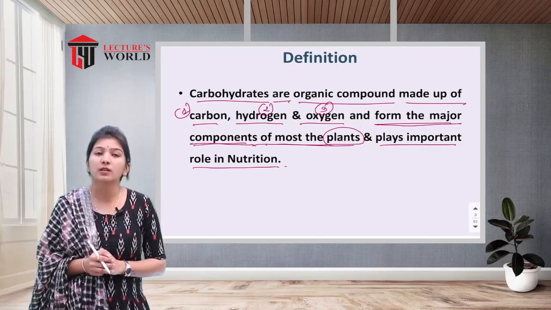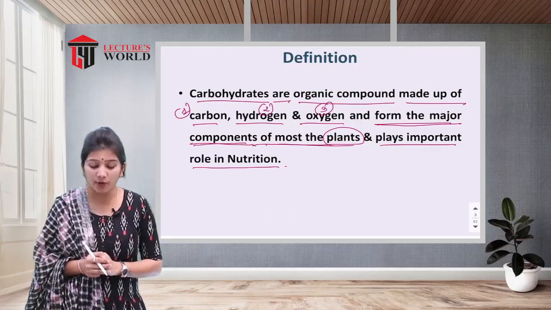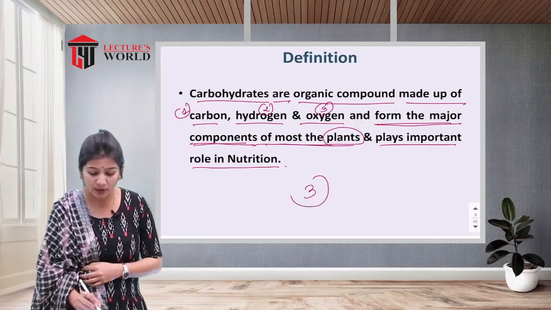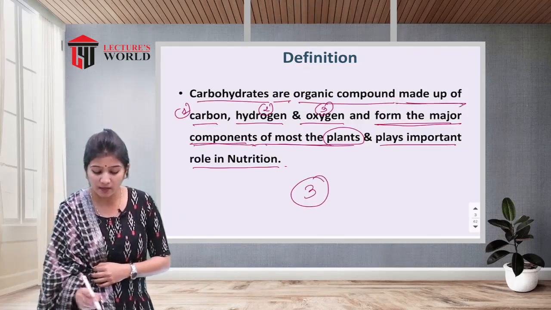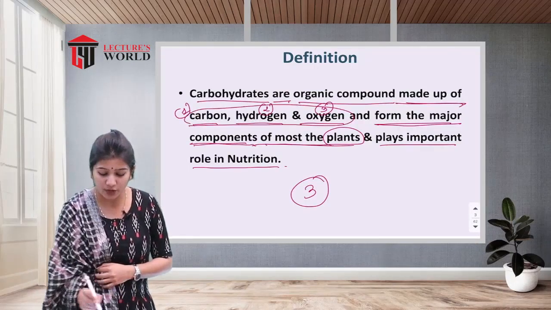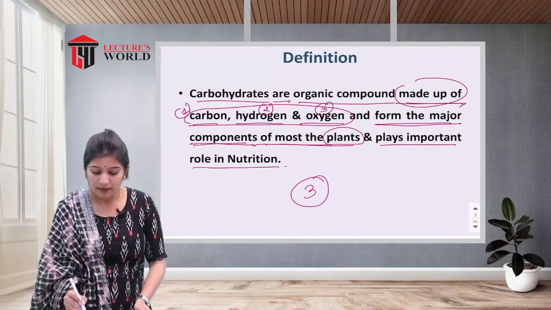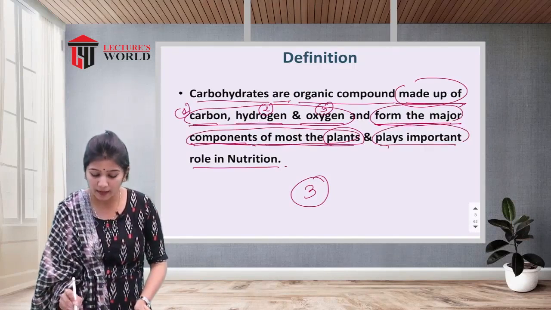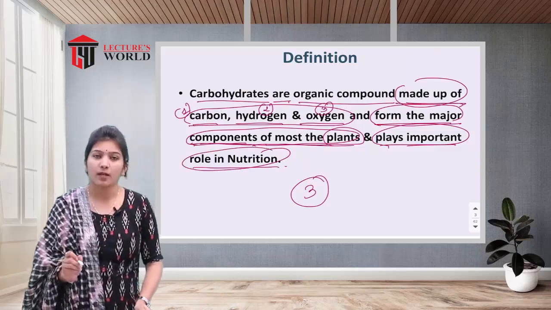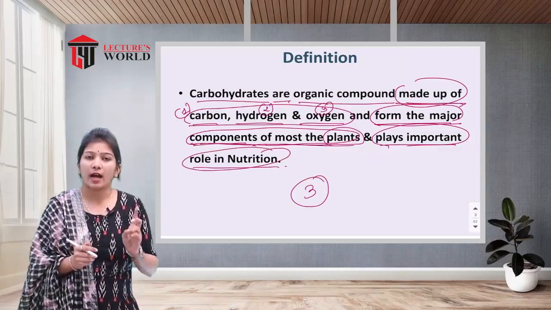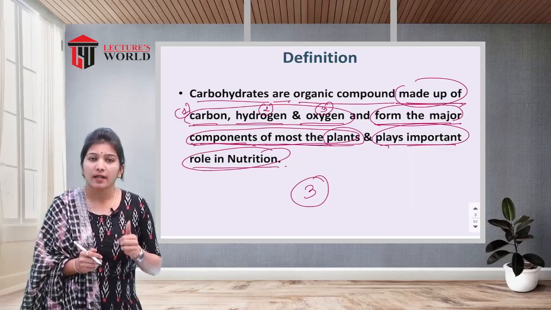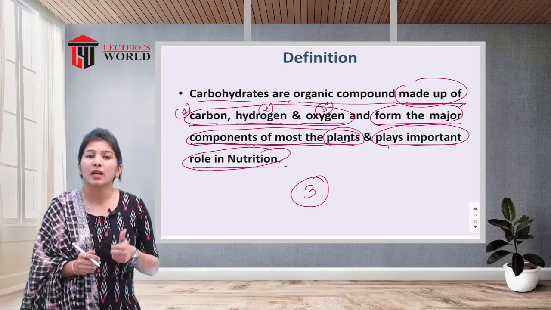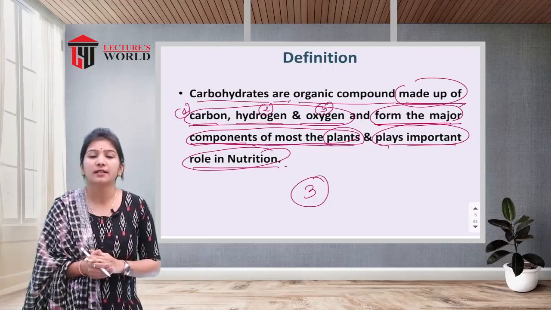To remember this definition in an easy manner, you need to divide it into three areas. First, it is made up of carbon, hydrogen and oxygen. Second, it forms a major component of plants. And third, it is very essential and very important, playing a role in nutrition.